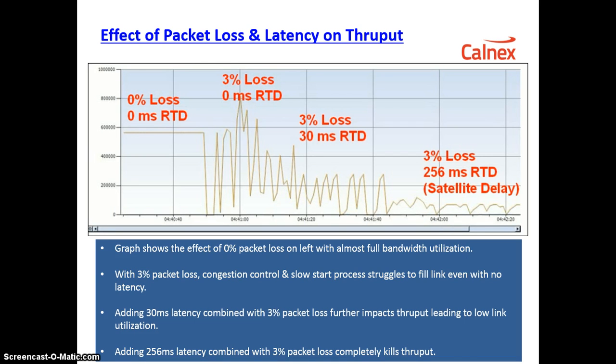This graph shows the effect of 0% packet loss on the left with almost full bandwidth utilization. Then the next graph shows it with 3% packet loss. Congestion control starts to kick in with the slow start process, and you start to struggle to get data to fill the link, even though there's no latency. And then with the next section of the graph, when you add 30 milliseconds latency, combined with that 3% packet loss, that further impacts the throughput, leading to lower link utilization. And lastly, on the right hand side, with 3% packet loss and 250 milliseconds of round trip delay, then there's almost no throughput whatsoever.